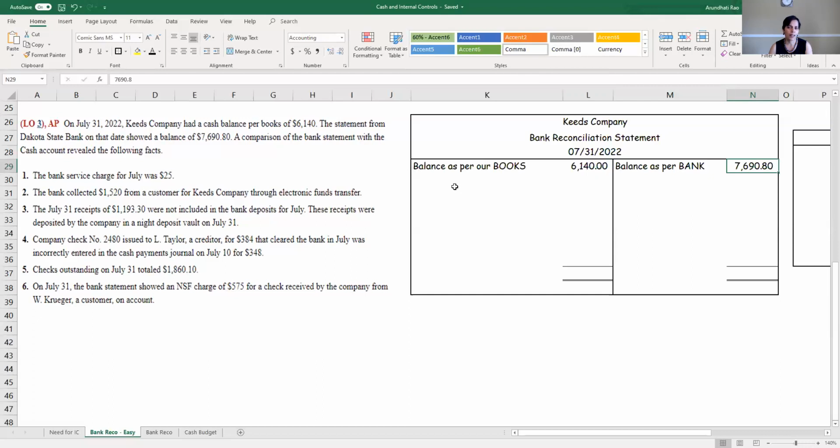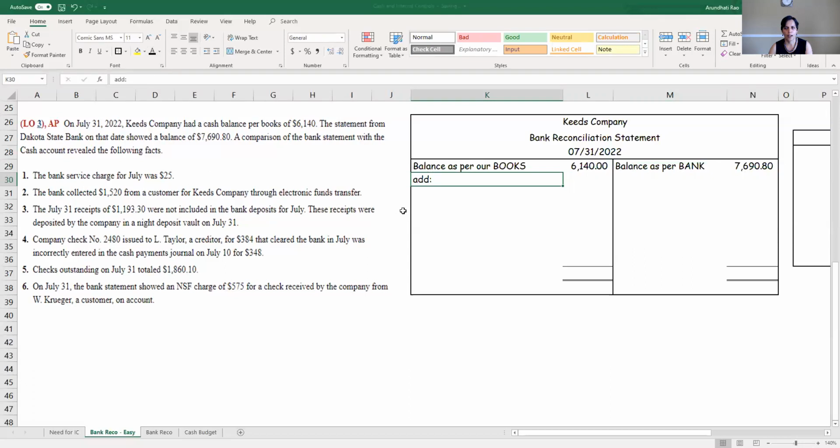But on the book side, there could be many adjustments. So let's start with the first one here. Bank service charges for July are $25. The bank has charged me $25 for maintaining my account. This money, the bank has already taken out of my account. I need to make the adjustment here on my side.